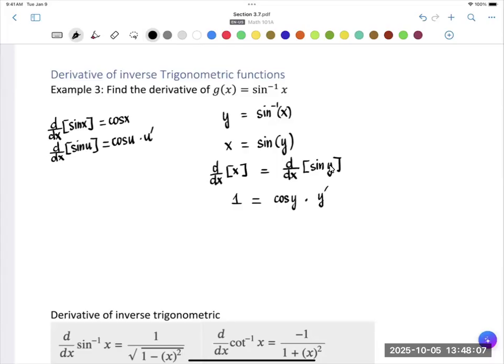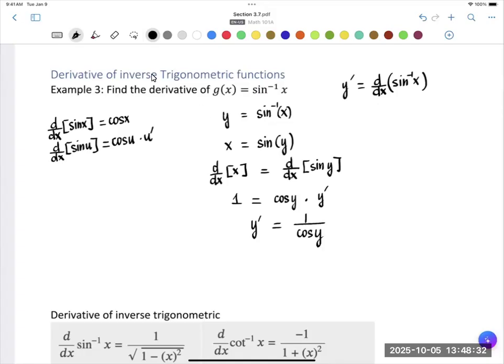So y prime is our derivative. The y prime is equal to the derivative of sine inverse of x. So if we are able to find what y prime is, it means we are able to find what the derivative of sine inverse is. So isolating y prime, I have 1 over cosine y.